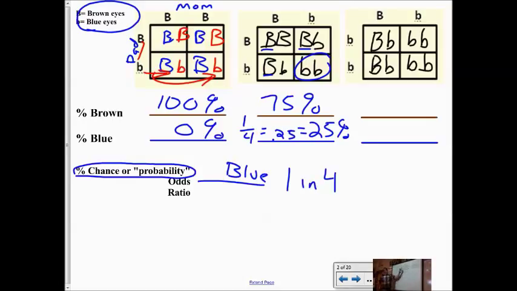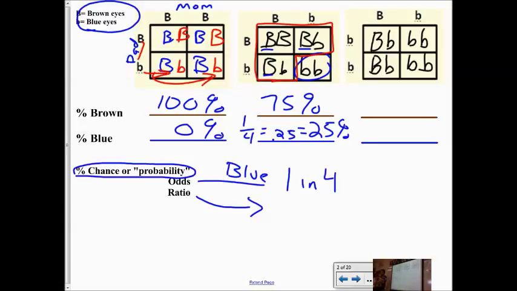Where do you get the 4? There's 4 chances. 4 times we roll the dice. And 1 out of 4 of those times, we come up blue. You see that? 1 in 4. Now, I point this out to you because if I'm asking for a ratio, it's a whole different ballgame. Okay? A ratio is comparing this group to this group. What I might say, for instance, what is the ratio of blue-eyed kids to brown-eyed kids?